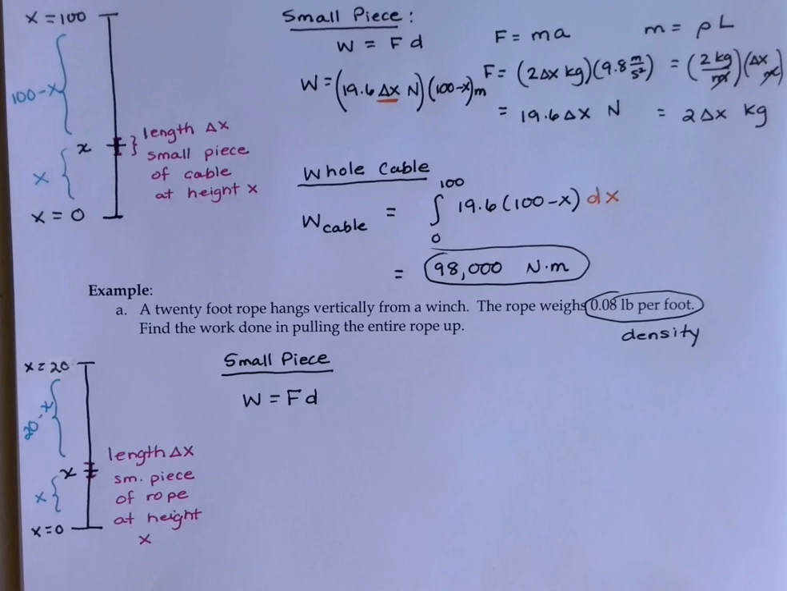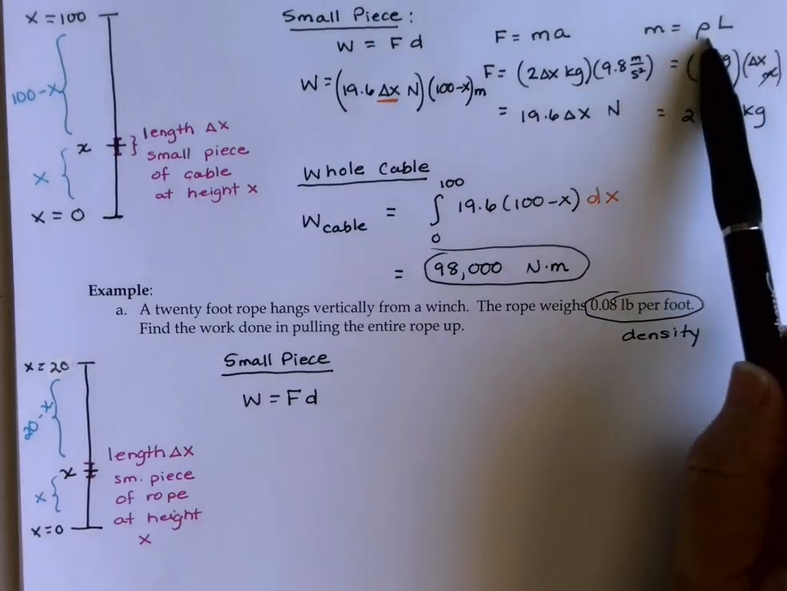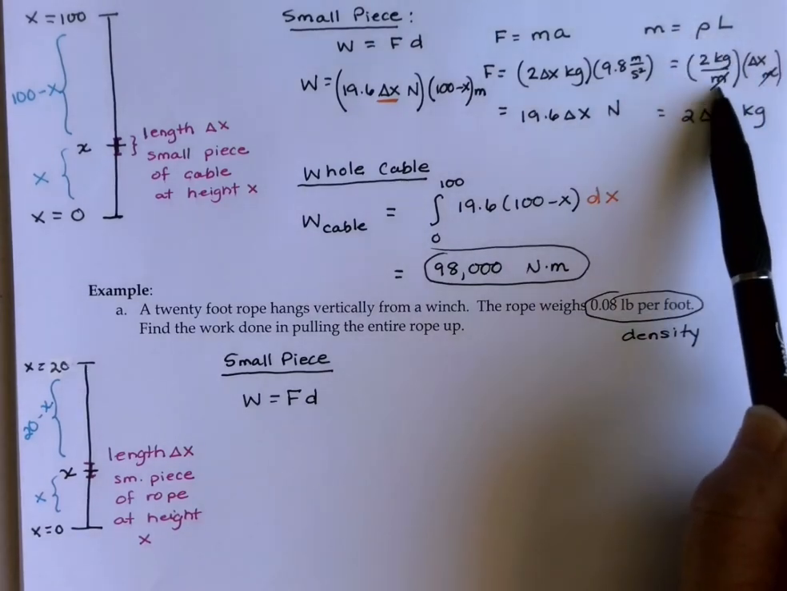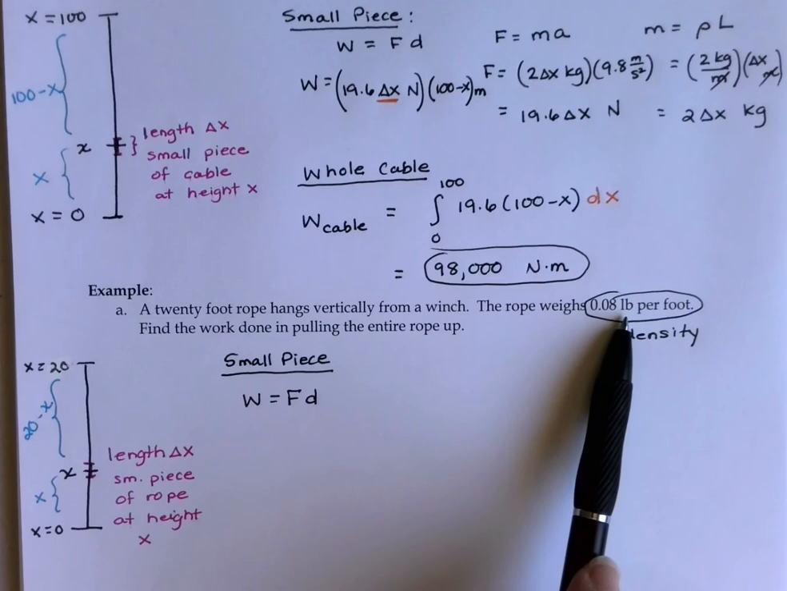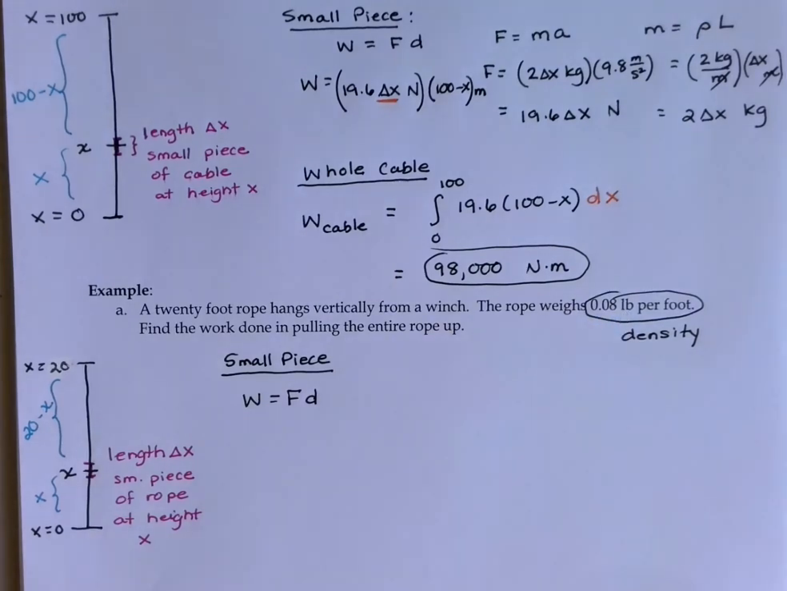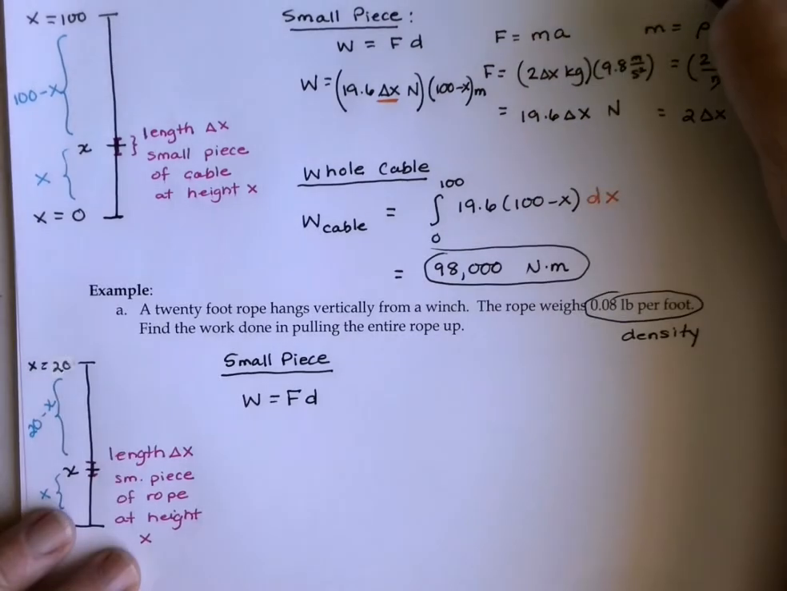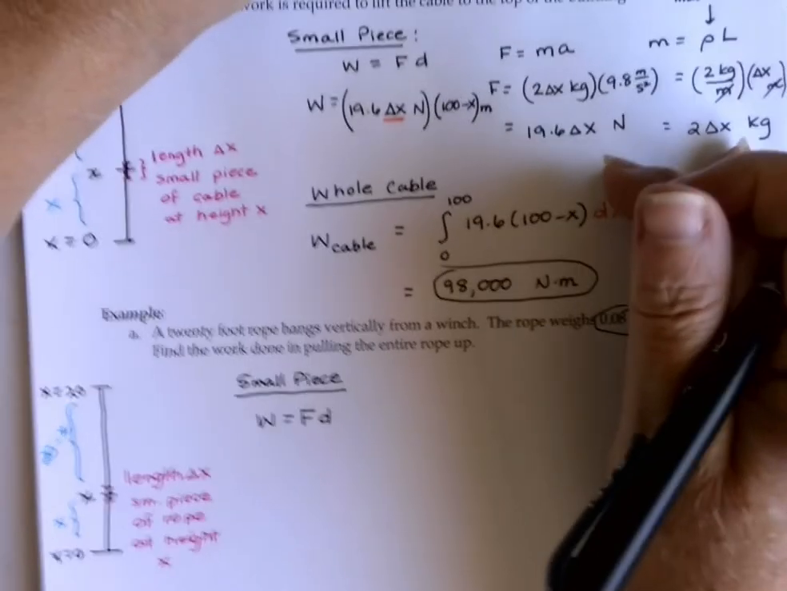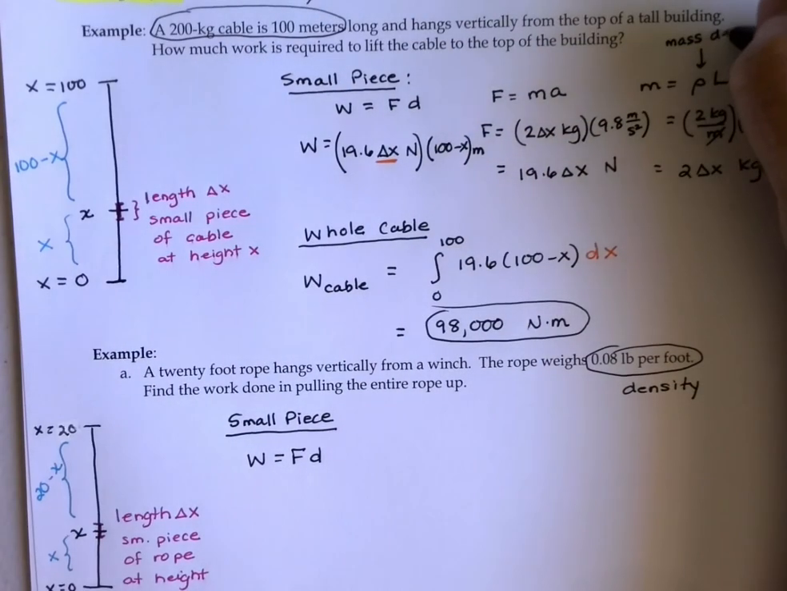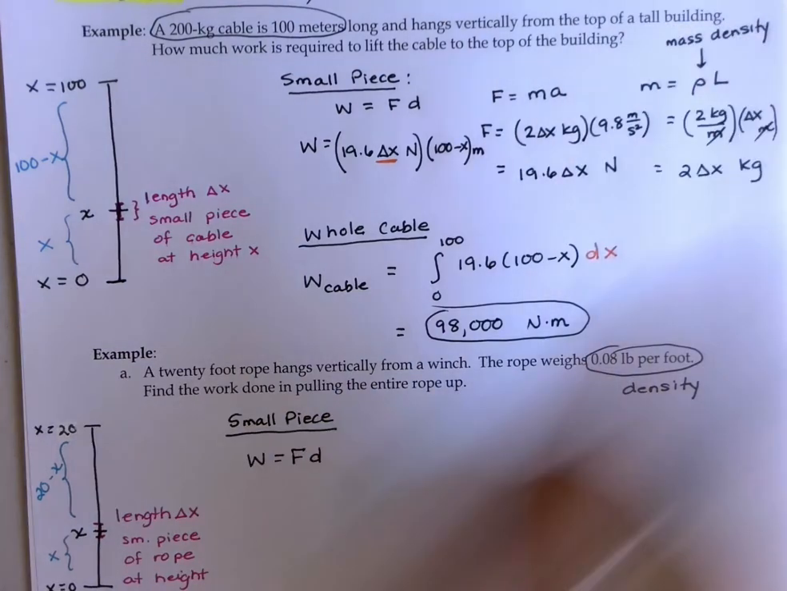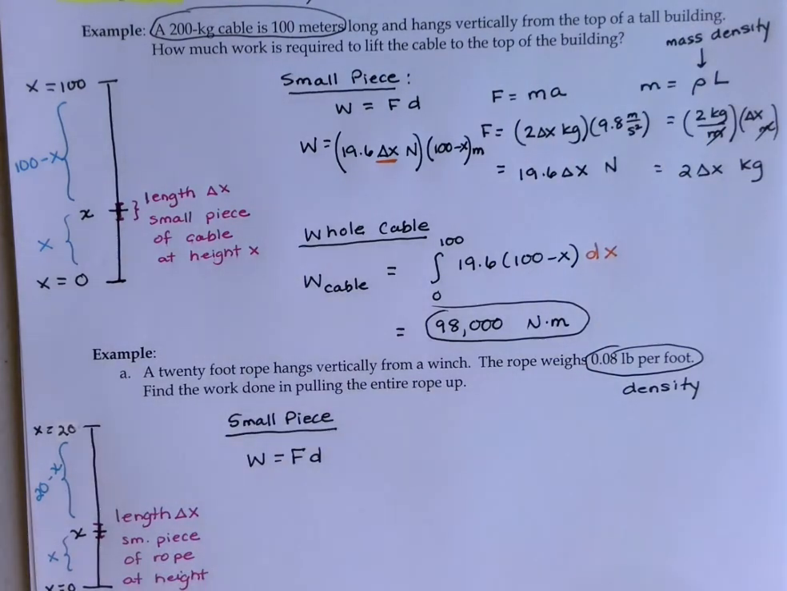The problems that we've done so far have always either been given or we've been able to figure out the mass density, right? Here we had a mass density of 2 kilograms per meter. This is actually a weight density. It's already in pounds. I don't have to convert to get my F equals ma. So while this was a mass density, this time I actually have a weight density.